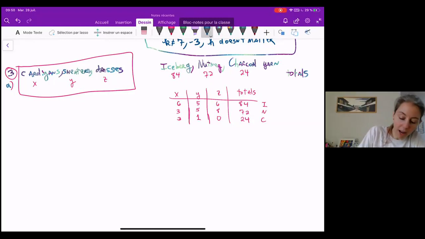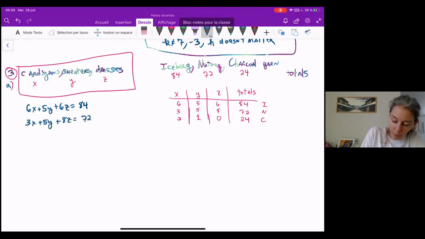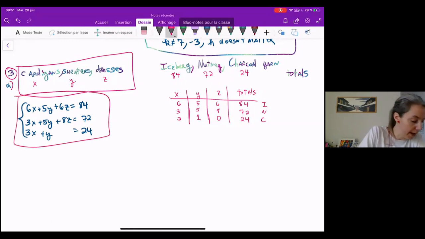Good. So then my system of equations that I'm asked to set up is 6x plus 5y plus 6z is equal to 84. 3x plus 5y plus 8z is equal to 72. And 3x plus y is equal to 24. So this right here is the second part of my answer to A.